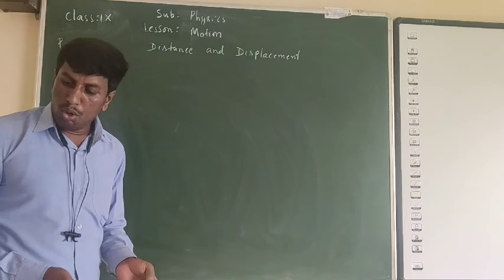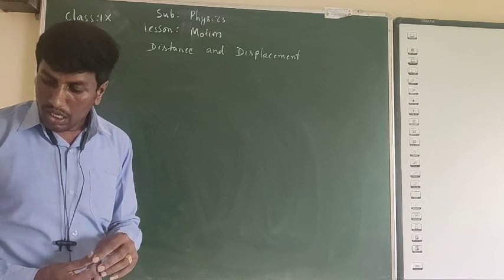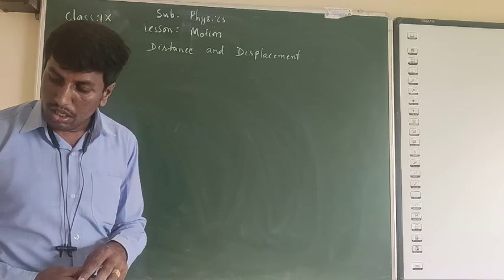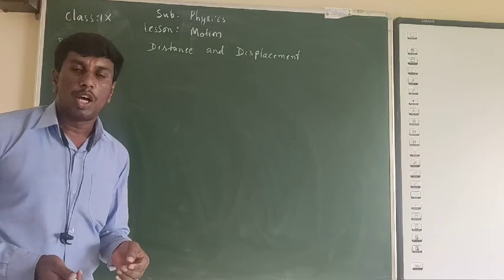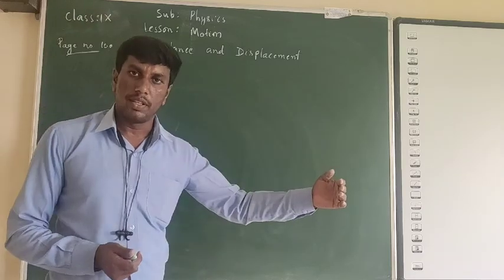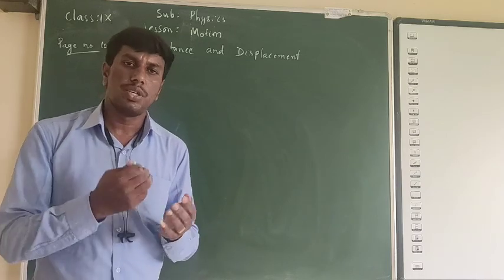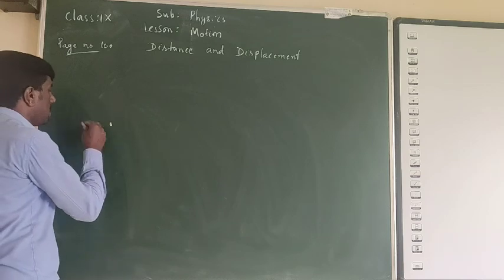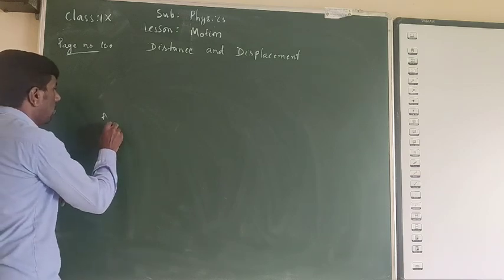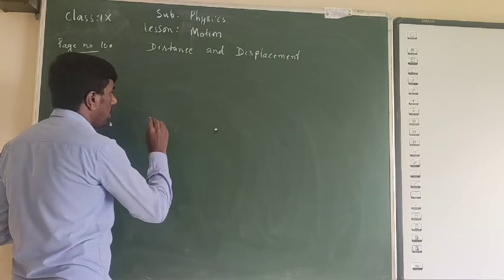Here there is a question. An object has moved through a distance. Can it have zero displacement? If yes, support your answer with an example. Suppose this is the initial position, point A. This is the point B.